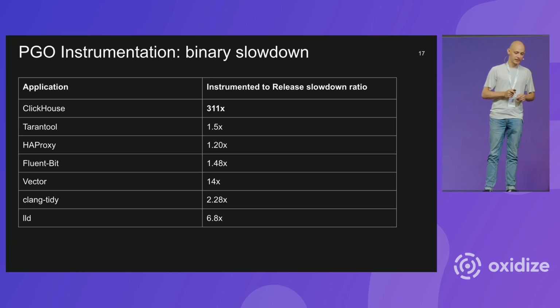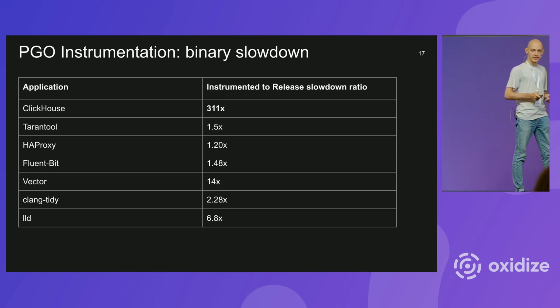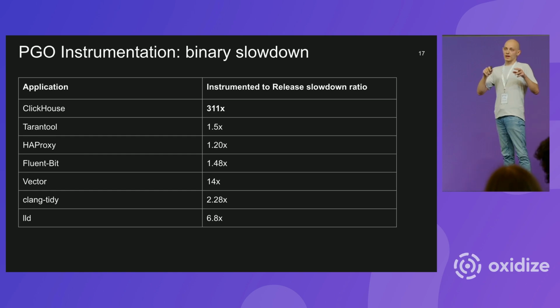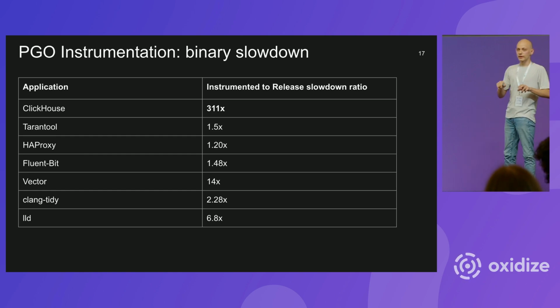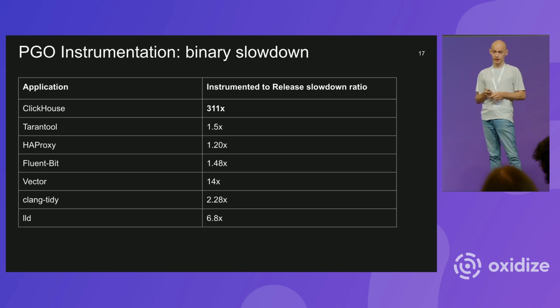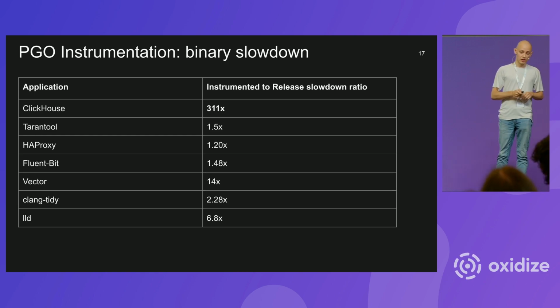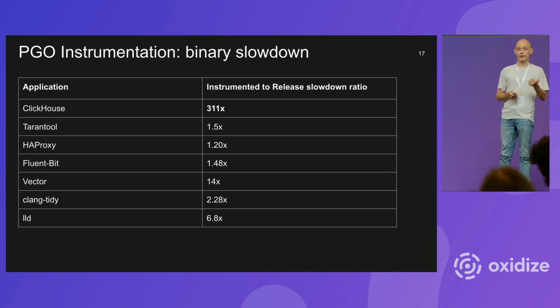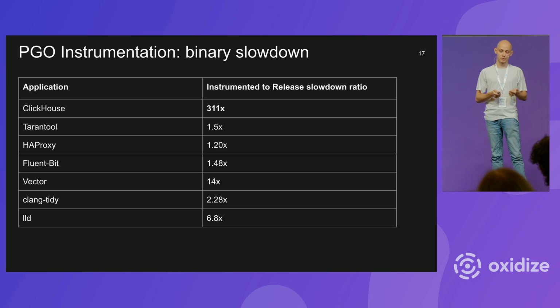For example, let's check the ClickHouse case. It's not a mistake. The actual slowdown during my benchmarks was more than 300 times. It's because the PGO counters were inserted into really hot loops inside ClickHouse, and they were executed really frequently. That's why the performance penalty is so high here. For your applications, the actual slowdown can be more or less. It depends on the application. It depends on your typical workload and so on.